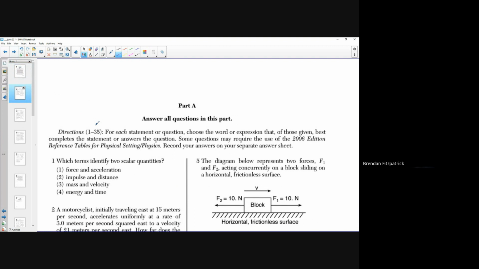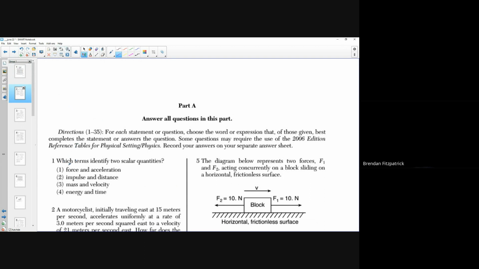So I'm just going to go through it as if I was doing the test. I do have the answer key right next to me just to make sure I'm not getting anything wrong. And then I have my reference table on my calculator. And I do have a protractor tool up here too on the Smart Notebook.